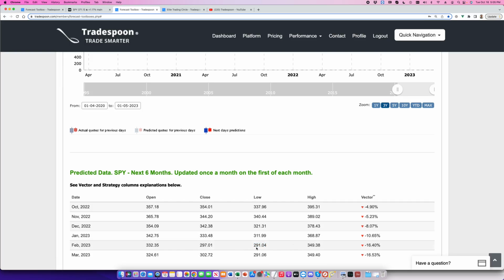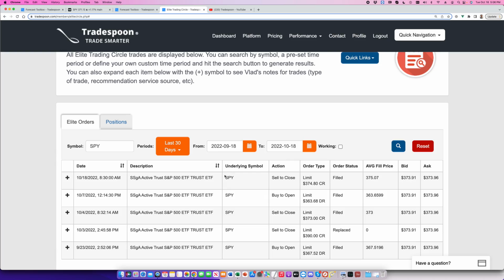So I agree with the model. I think it is reasonable to assume that somewhere between 350 and 300 is the level we will reach by the end of March of next year. Short term, the path of least resistance is to the upside. I'm bullish on the market, continue to trade around SPY.